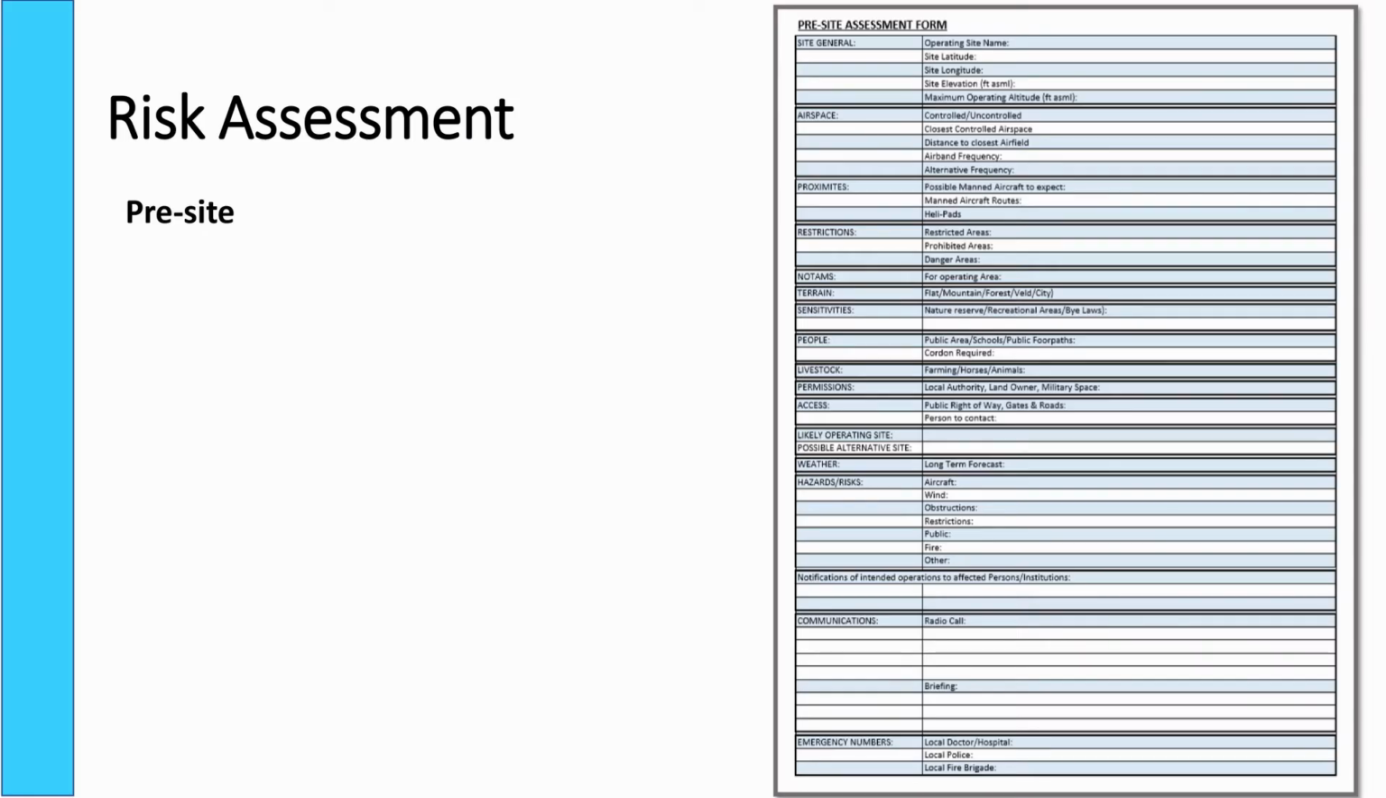Next is our risk assessment. A risk assessment we basically split into two. We have a pre-site risk assessment, where we use maps before we actually go out to the operating site, to assess exactly what the direct risks and hazards in the operating area are. This will help with planning your flight as well, to see where to avoid possible flight paths and also altitudes that you might need to change and operate at.